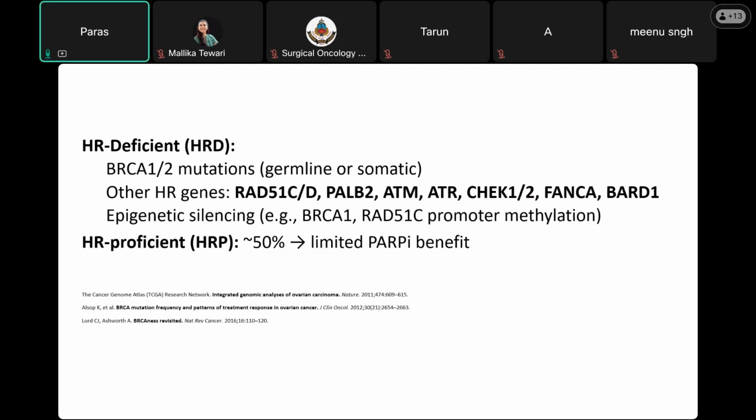Now there are two types: homologous recombination deficient and proficient. Homologous recombination deficient is seen in BRCA1 and 2 mutations, and other homologous recombination genes are RAD51, PALB2, ATM, ATR, etc. It is also due to promoter methylation of the RAD51 gene, that is epigenetic silencing. The remaining 50% are HR proficient. These HR proficient tumors have limited PARP inhibitor benefits.